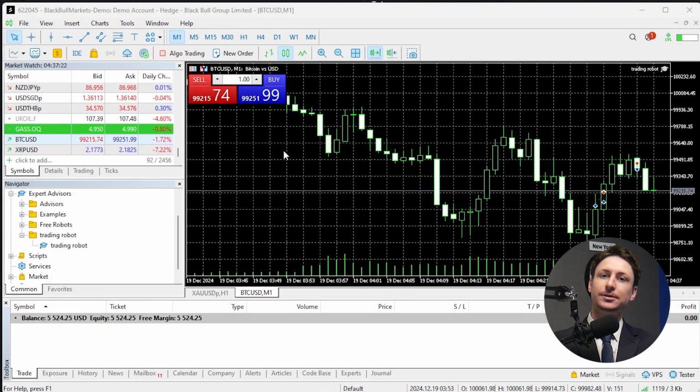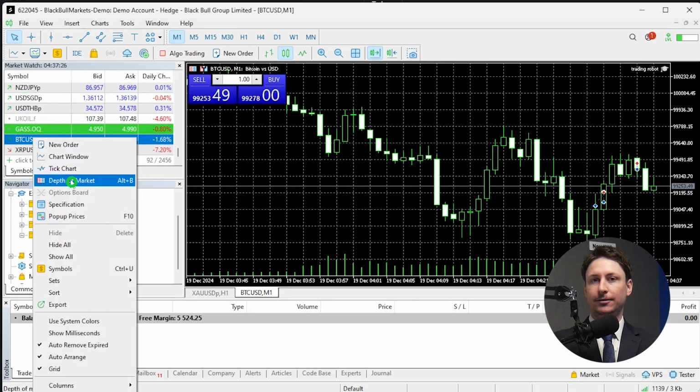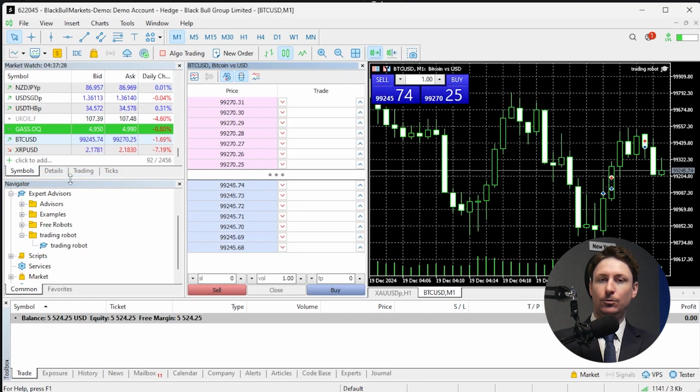In this video, we're going to learn how to trade via the depth of market in MT5. The depth of market shows the best bid and ask prices for a financial instrument. To open the depth of market feature, right-click on the market watch and select depth of market, or press Alt-B on your keyboard. The depth of market allows two main types of operations.